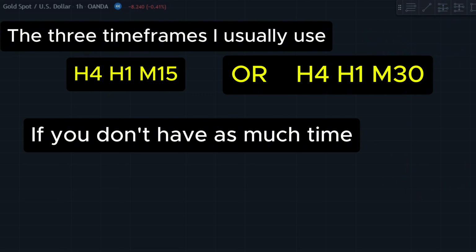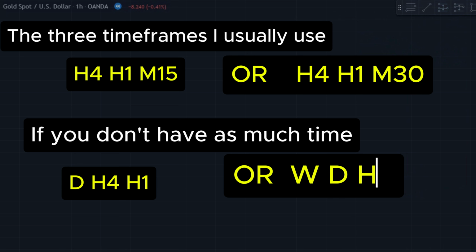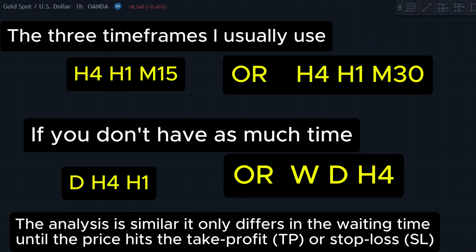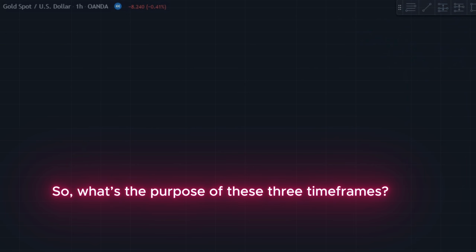If you don't have as much time as I do because you're busy with business, or busy with a full-time job outside, then use larger time frames like daily, 4-hour, 1-hour, or weekly, daily, and 4-hour. The analysis is similar. It only differs in the waiting time, until the price hits the take profit, TP, or stop loss, SL.